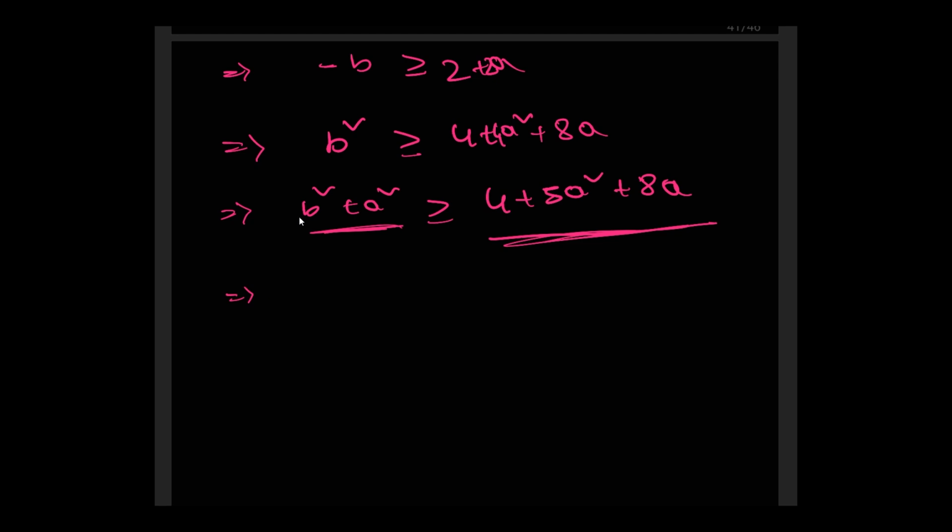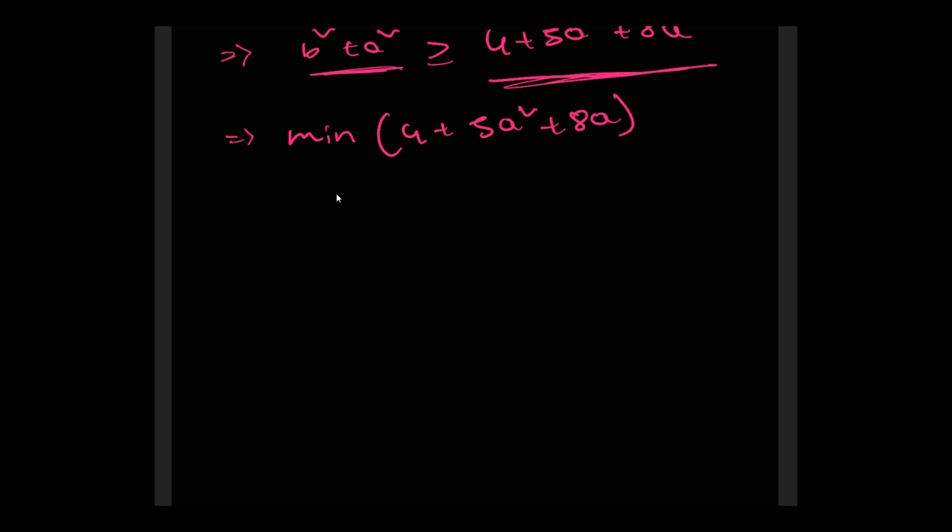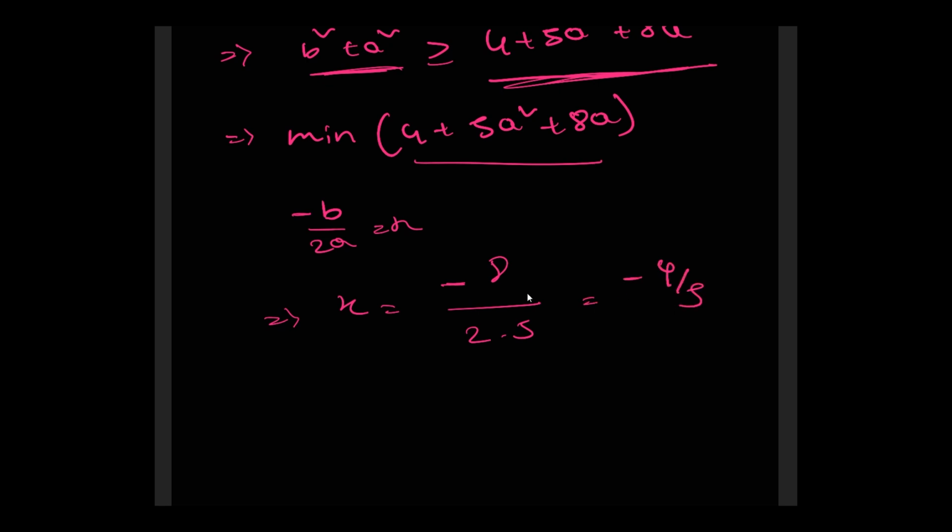That implies the minimum value of 4 plus 5a square plus 8a. The minimum value of this equation will be at x equals minus b by 2a. That implies x will be minus 8 by 2 into 5, which is minus 4 by 5.